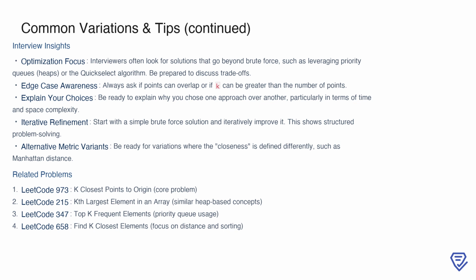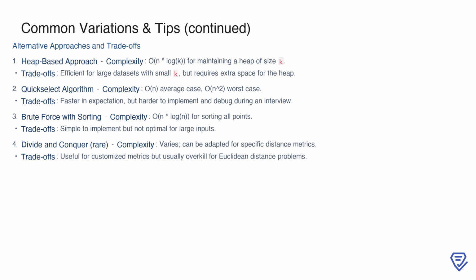Related problems like finding the kth largest element or the top k frequent elements are great practice for sharpening your heap-based skills. When considering alternative approaches, each comes with its own trade-offs. The heap-based approach is a popular choice, with a time complexity of n log k. This is efficient for handling large datasets when k is small, but it does require extra space to maintain the heap. Another option is the quick select algorithm, which has an average case complexity of n, but can degrade to n squared in the worst case. It's faster in expectation but may be harder to implement correctly under interview pressure.